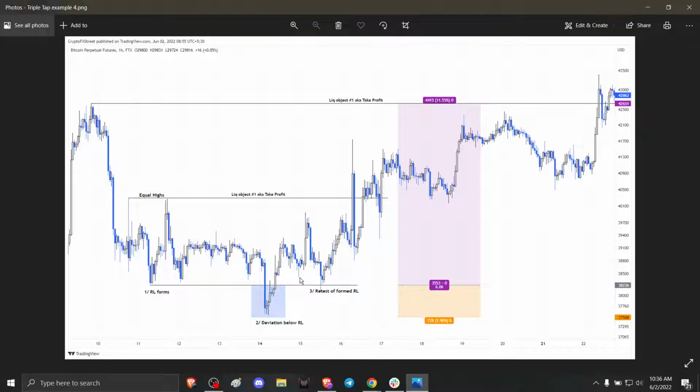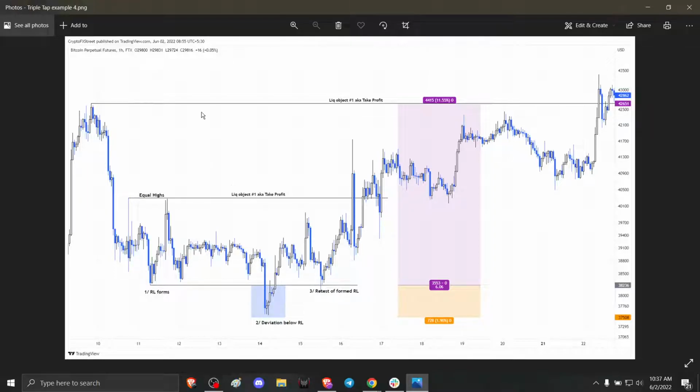Sometimes the price doesn't actually come down to retest the formed low, and sometimes the price deviates below the range low. Now if you had opened a long position somewhere around here and placed a stop loss somewhere around this level here, you would have been stopped, right? So ideally I would like to keep my stop losses below the deviation's swing low, actually a little below that, right? So this is how I open my positions, right?